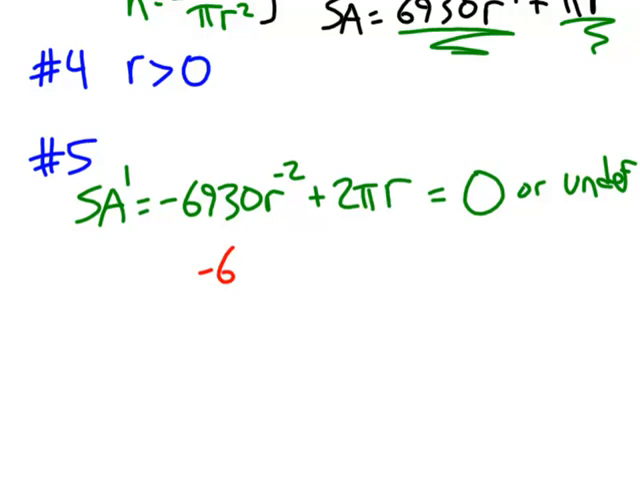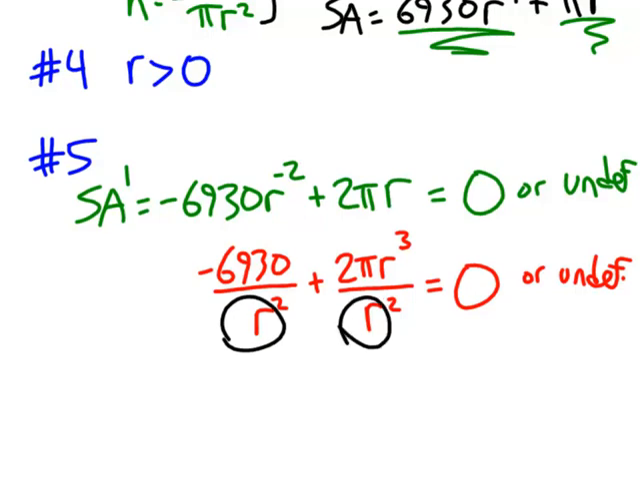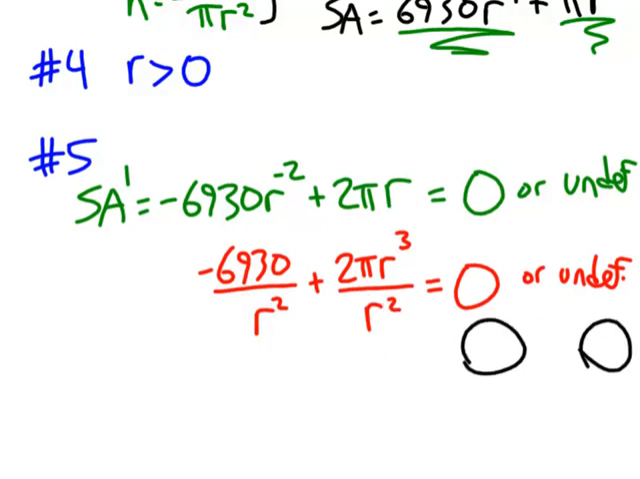Now it's just algebra. This is going to be negative 6930 over r squared. And if we want to do common denominators, we'll do plus 2 pi r times r squared, gives us r cubed, over r squared. So again, I'm just going for common denominators here, equals 0. I'll go ahead and write or undefined, but let's take a look at that real quickly. Notice the only thing that's going to make this undefined is when r is equal to 0. And we already said back in the feasible domain, and just using our common sense, the radius can't equal 0 for this pot. So let's go ahead and say that whatever critical number may give us undefined really isn't going to work out. So let's see what's going to make this equal to 0.